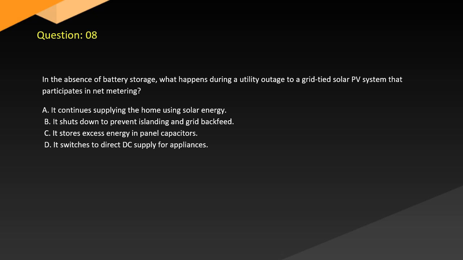Question 8. In the absence of battery storage, what happens during a utility outage to a grid-tied solar PV system that participates in net metering? A. It continues supplying the home using solar energy. B. It shuts down to prevent islanding and grid backfeed. C. It stores excess energy in panel capacitors. D. It switches to direct DC supply for appliances.